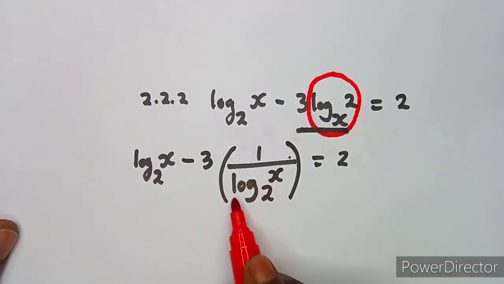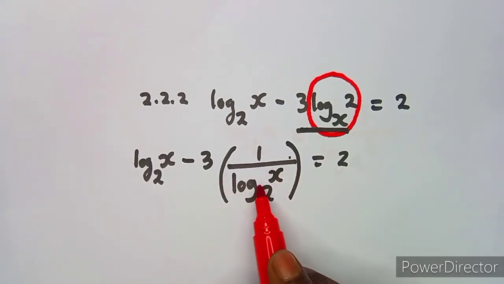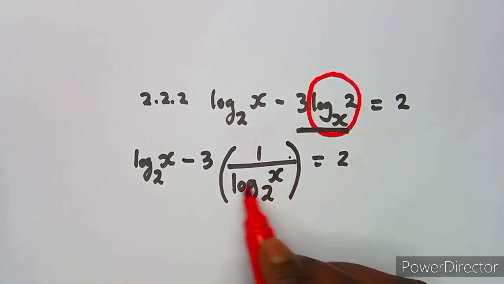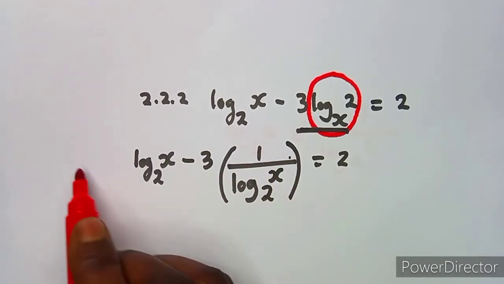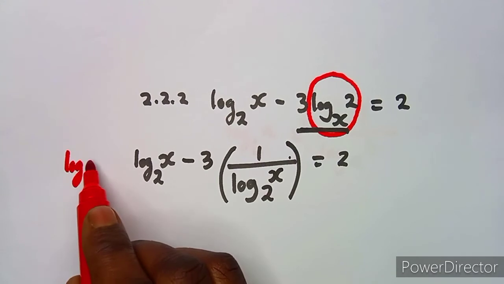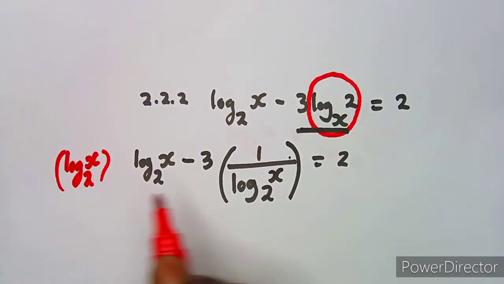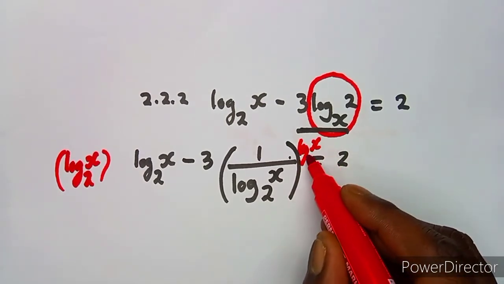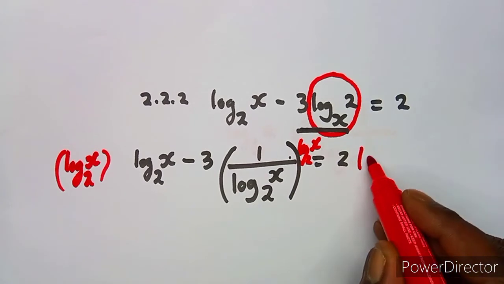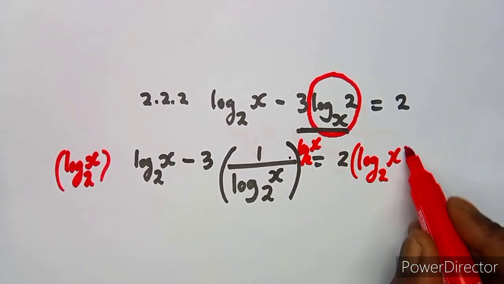I have this one is now a fraction, so I have to remove this fraction. Definitely from your fractions, you know that to remove this, you have to multiply by the denominator, of which this is your denominator here. So you multiply each and every term by log x base 2, which is your denominator here. You multiply also here by log x base 2, and also by log x base 2, which is your denominator also.